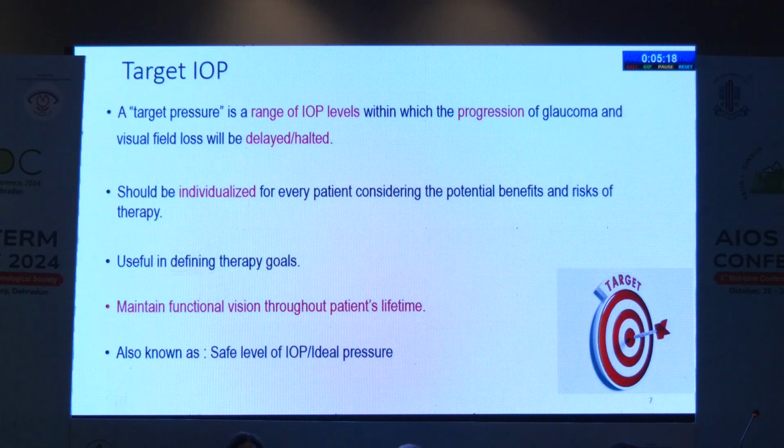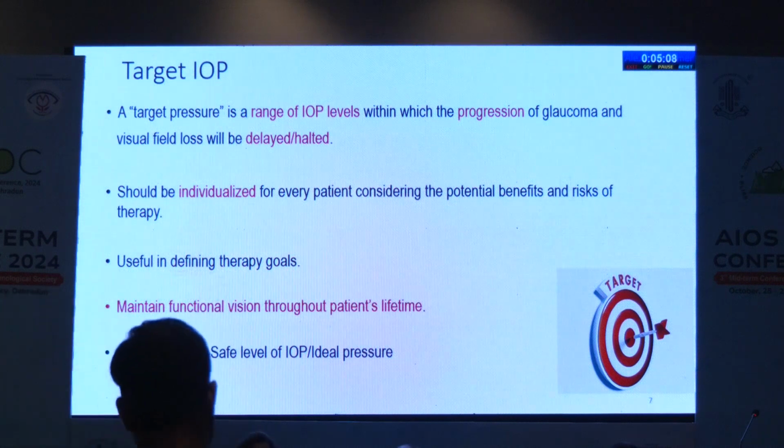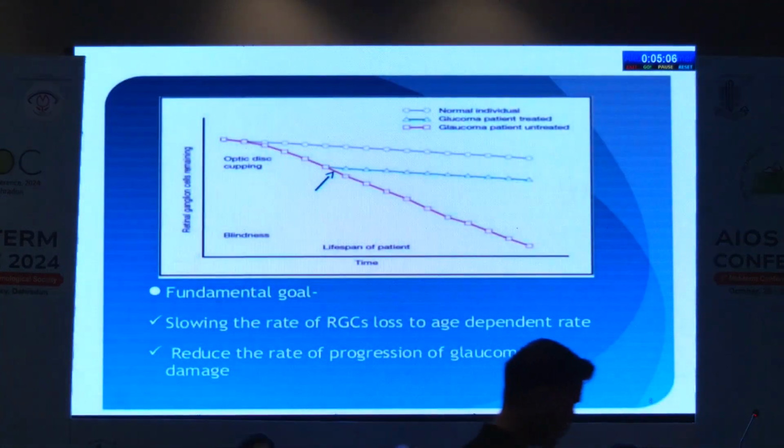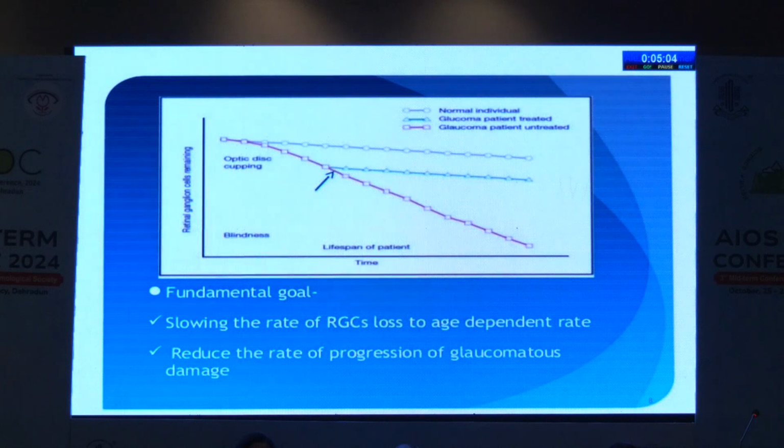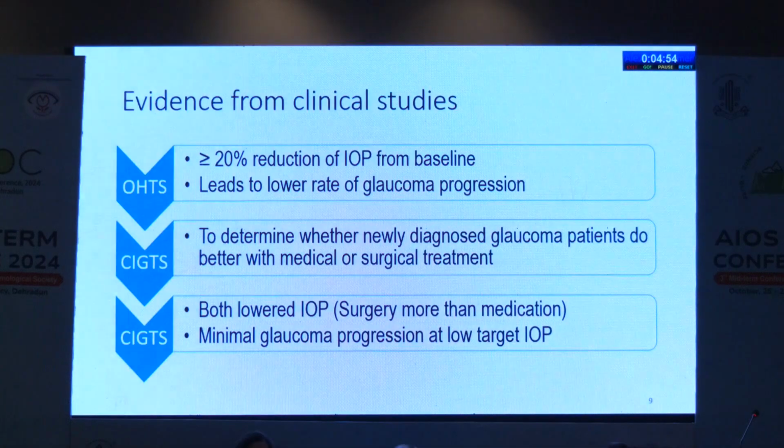Some people do it for each eye as well, some for the patient as a whole. You want to maintain functional vision throughout the patient's lifetime, so it is also known as a safe level of IOP. Your fundamental goal is that you don't want this graph to go down so that the retinal ganglion cell loss is so much that the patient becomes blind. So you want to stabilize things.